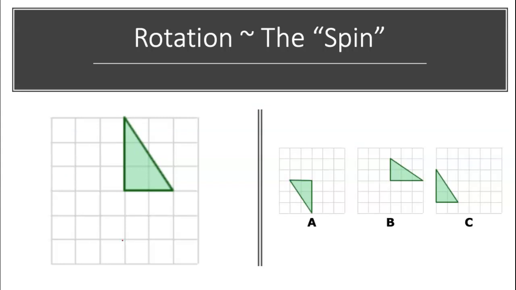One here for you to look at. Here's your given. And you need to determine which one of these is the spin. Again, pause that video, take a look.